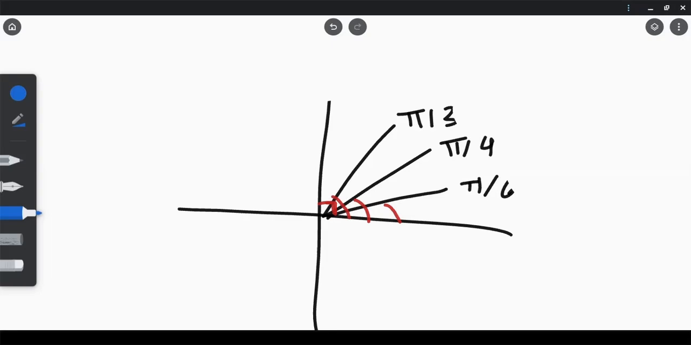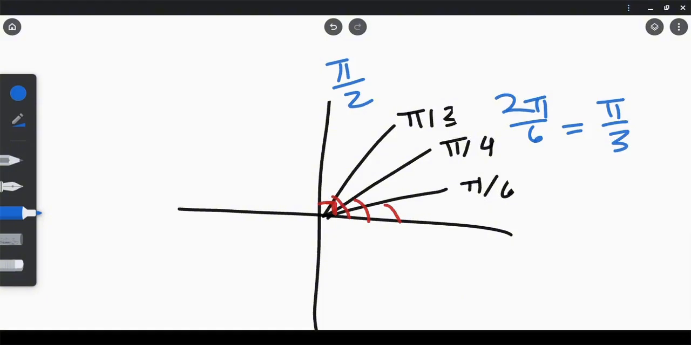So first you have the pi over 6, right? Pi over 6 plus pi over 6 is just 2 pi over 6. 2 pi over 6 is just pi over 3, because you divide top and bottom by 2. And that gives you pi over 3. Then you add 2 pi over 6 plus another pi over 6, and that's 3 pi over 6, which is equal to pi over 2. Okay.